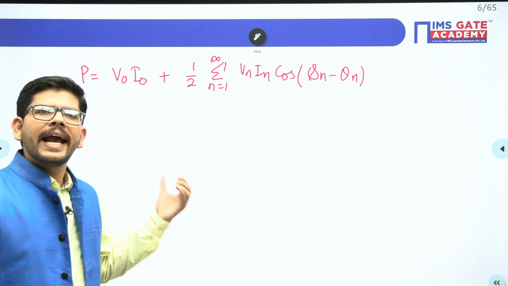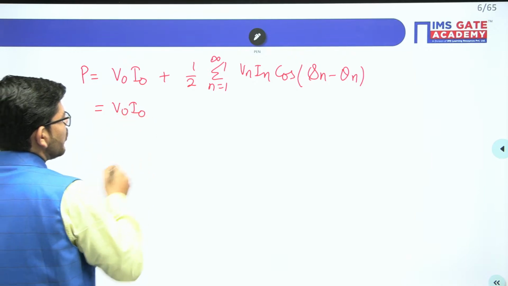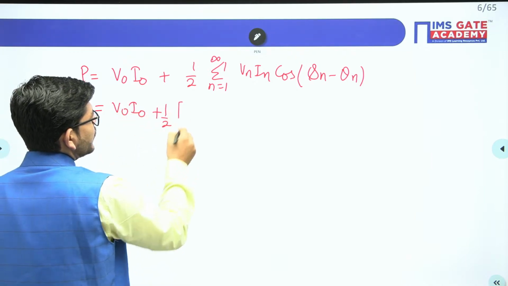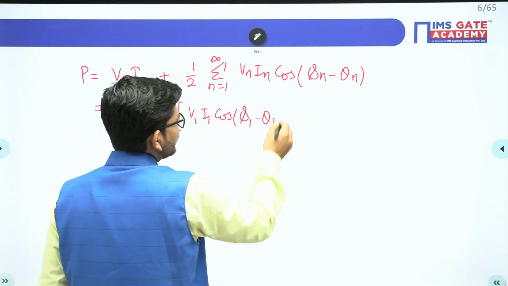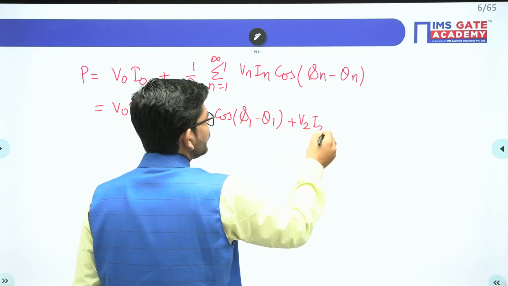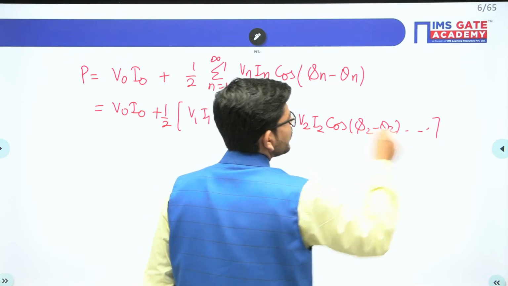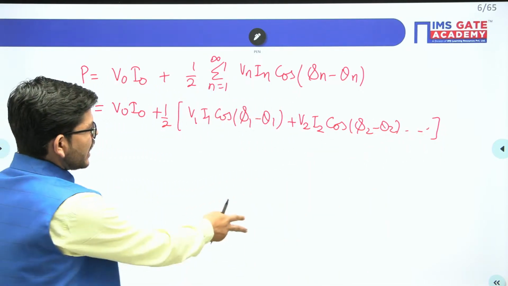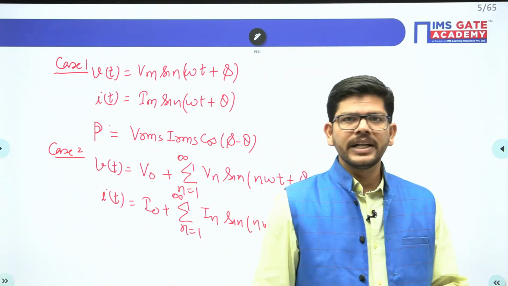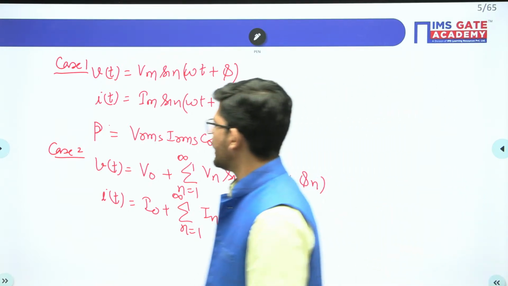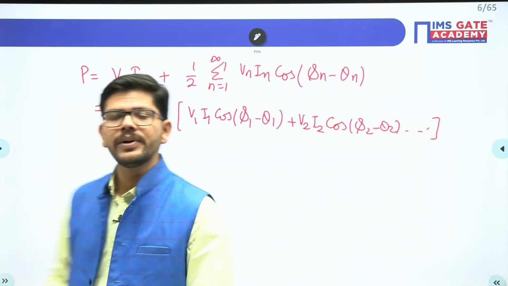Now you can expand this formula and you may have an expression like this: V naught I naught plus half V1 I1 cos(phi 1 minus theta 1) plus V2 I2 cos(phi 2 minus theta 2), and so on. So if the voltage and current are given in such a scenario where more than one sinusoid is present, which is a general case in power electronics, you may calculate the power in this manner by using this formula.